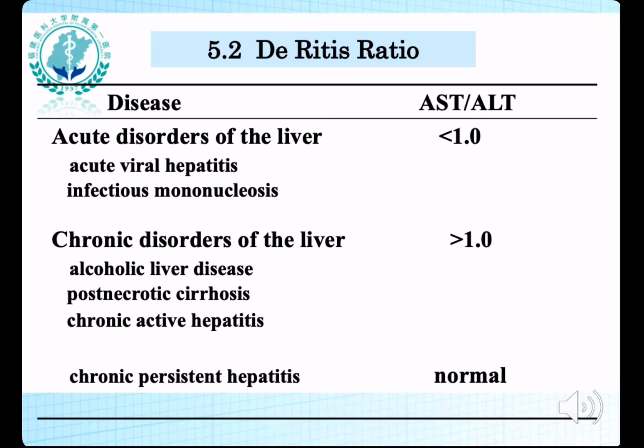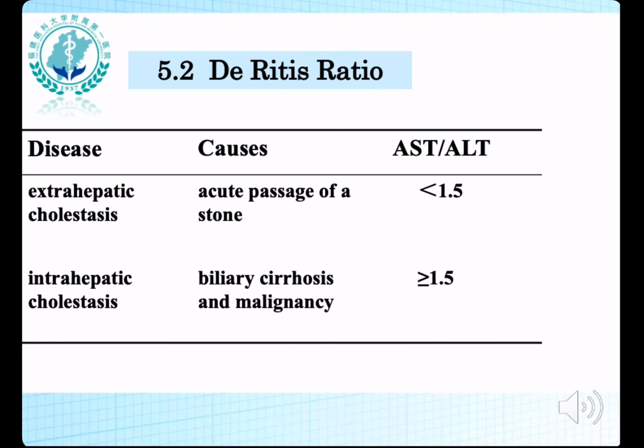For acute disorders of the liver, such as acute viral hepatitis and infectious mononucleosis, the ratio is often less than 1. And for chronic disorders of the liver, such as alcoholic liver disease, post-necrotic cirrhosis, and chronic active hepatitis, the ratio is often more than 1 but not too high. And for chronic persistent hepatitis, the ratio may remain normal. And for extrahepatic cholestasis caused by acute passage of a stone, the ratio is less than 1.5. And for intrahepatic cholestasis caused by biliary cirrhosis and malignancy, the ratio is often more than or equal to 1.5.